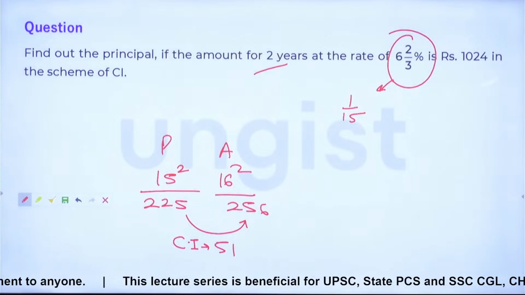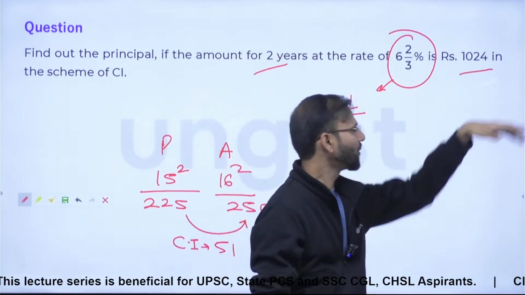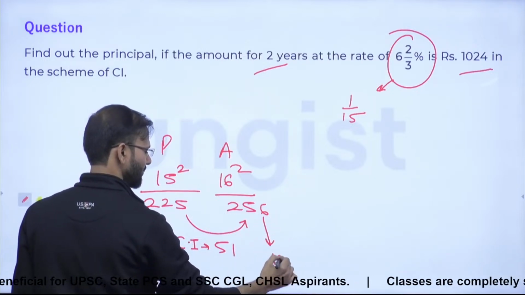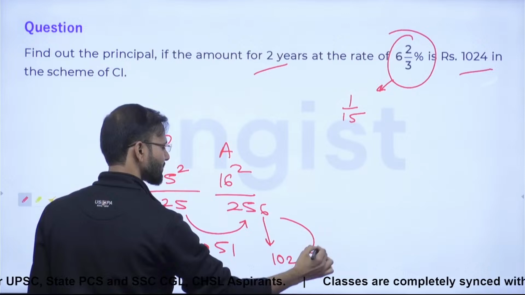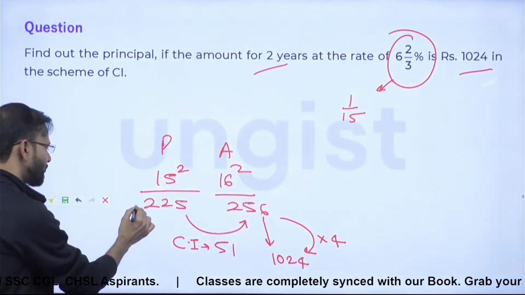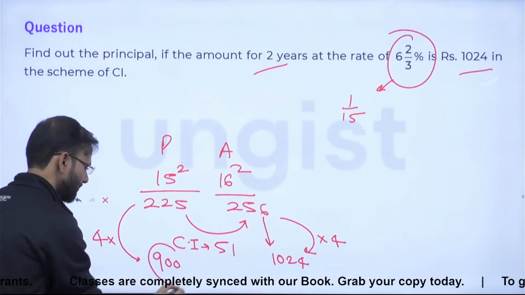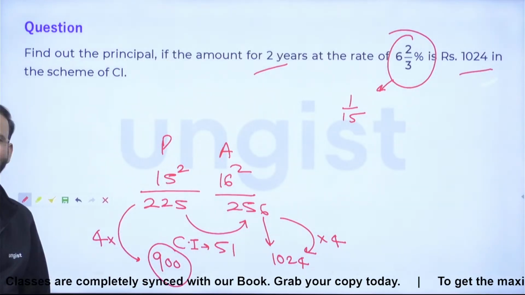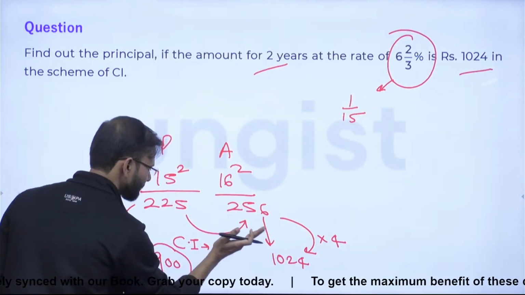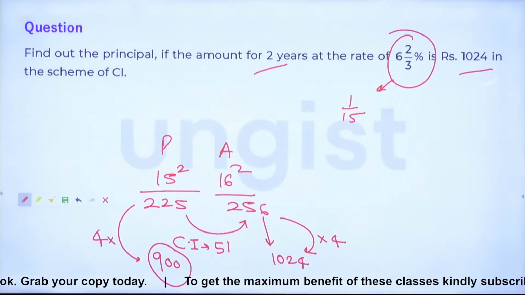Now what is the question? The question is saying, ये क्या है? ये amount है? Amount. Okay. So this is given as 1024. Guys, 1024 is how many times of this? This is 4 times, right? So 4 times of this will be the principal, which is 900. Everybody, the principal is 900 rupees. ये 51 लिखा हुआ है. This is not SI, right? ये 51 लिखा हुआ है.